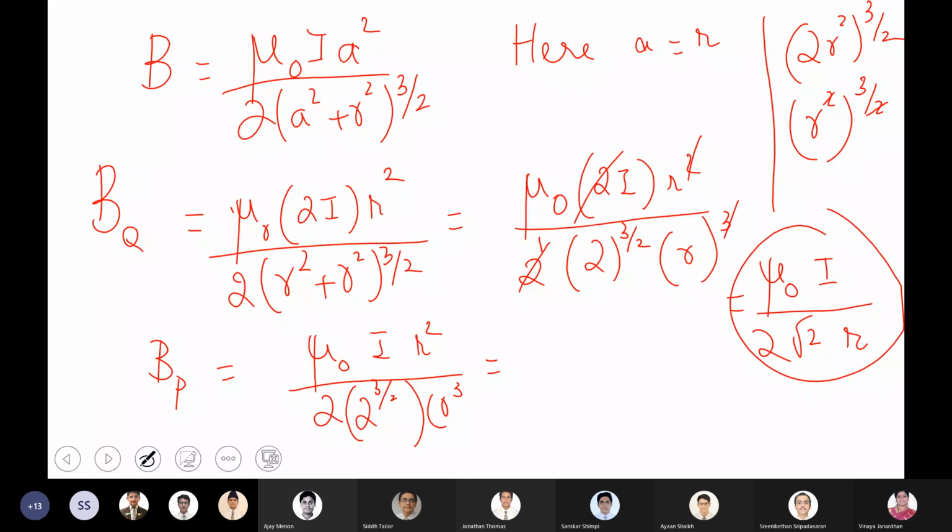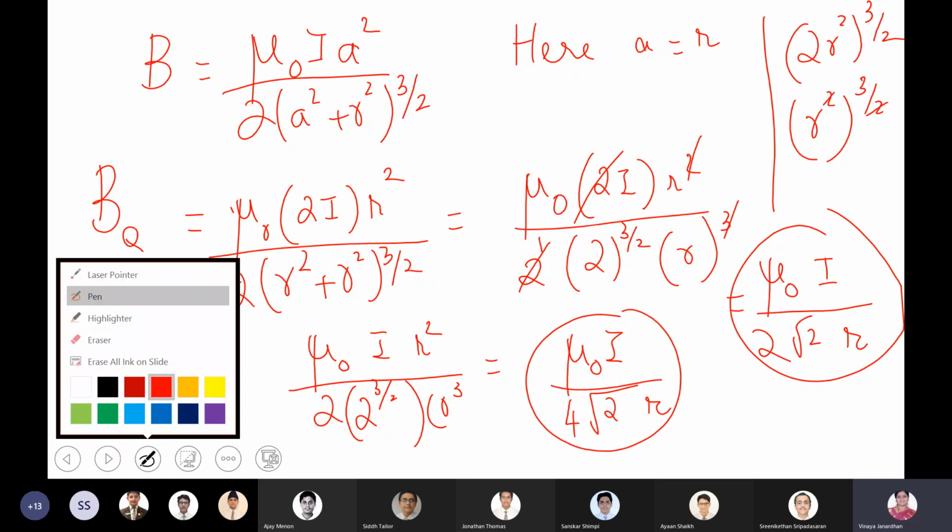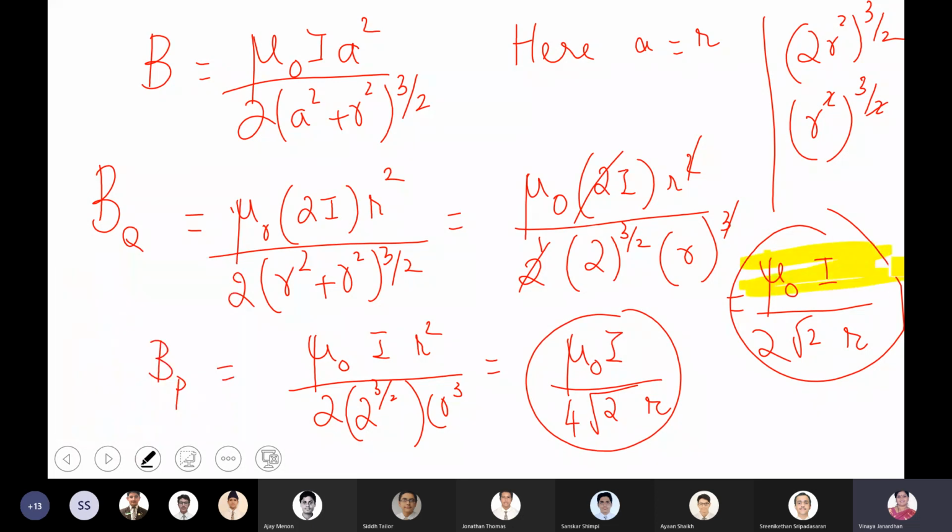What will be, I think so, it will be mu naught I divided by 4 root 2 R into R. So now you know the value of BQ, you know the value of BP, then you need to subtract both. Just get the value, boys. I just want you to familiarize with BQ and BP. What is the final answer? Can you all do this, boys? So BQ minus BP. What will be the final value?